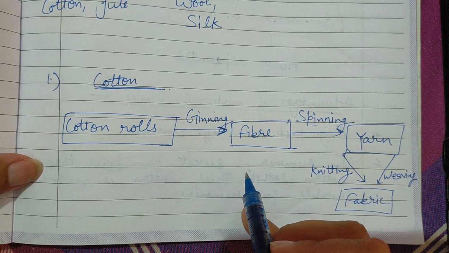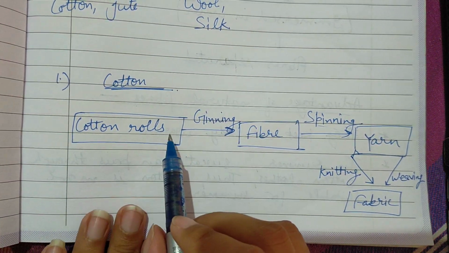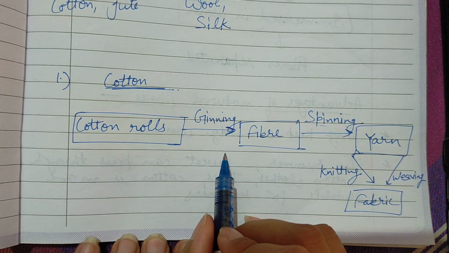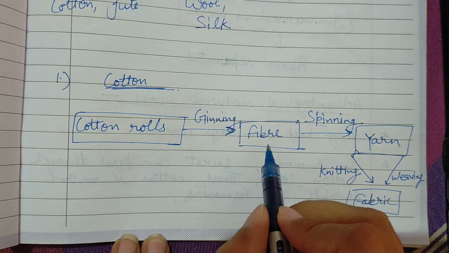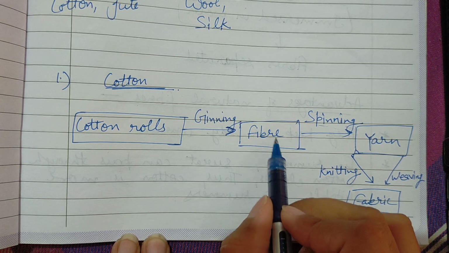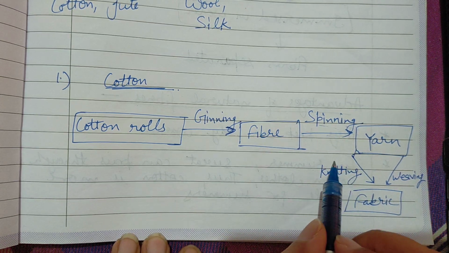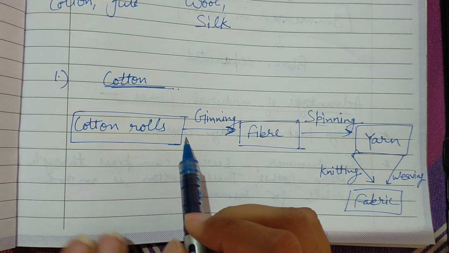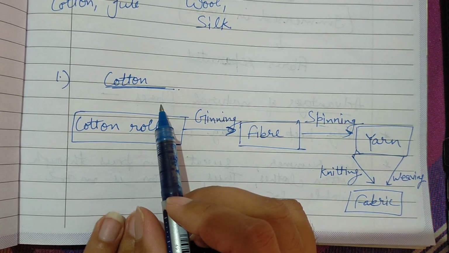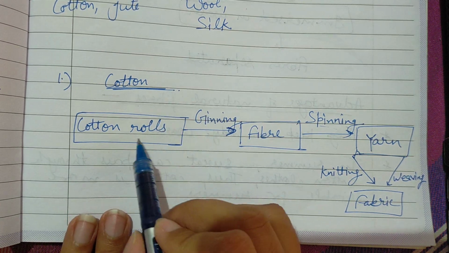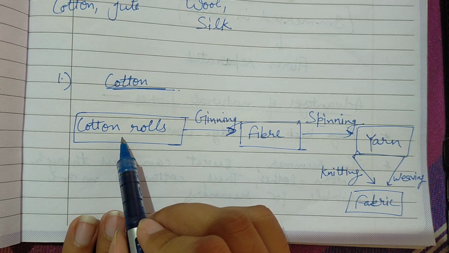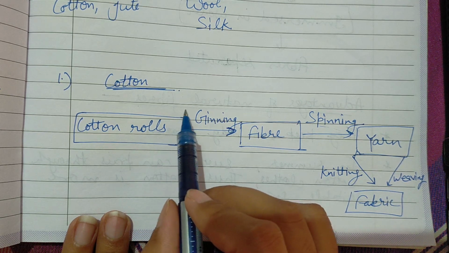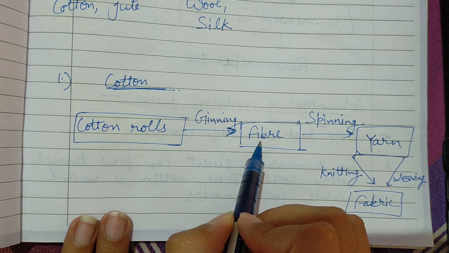First we are going to study cotton fabric. So process of making cotton fabric is also similar. First, cotton fiber is converted into yarn, then yarn is converted into cotton fabric. Cotton fibers are obtained from cotton plant. First thing is that cotton bolls will be converted into fibers.